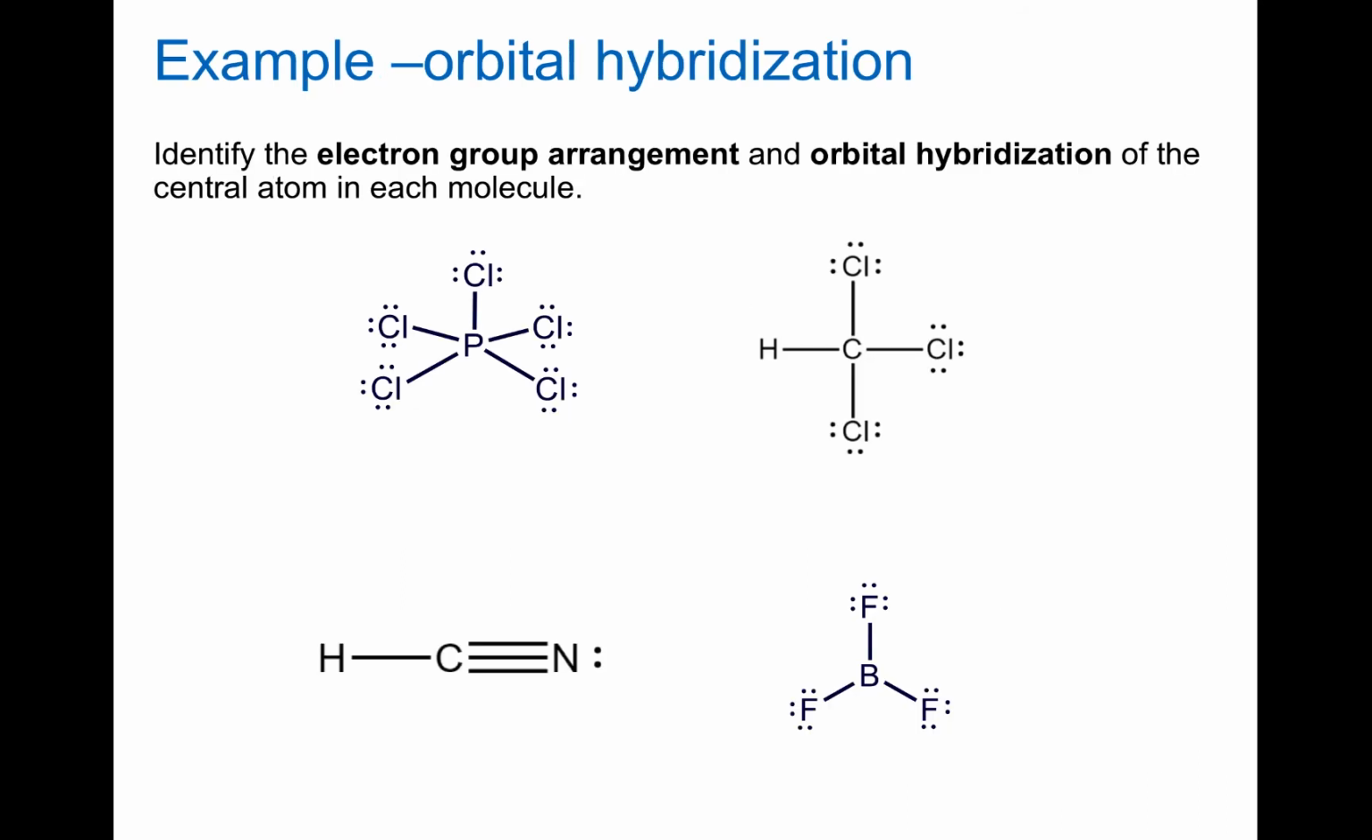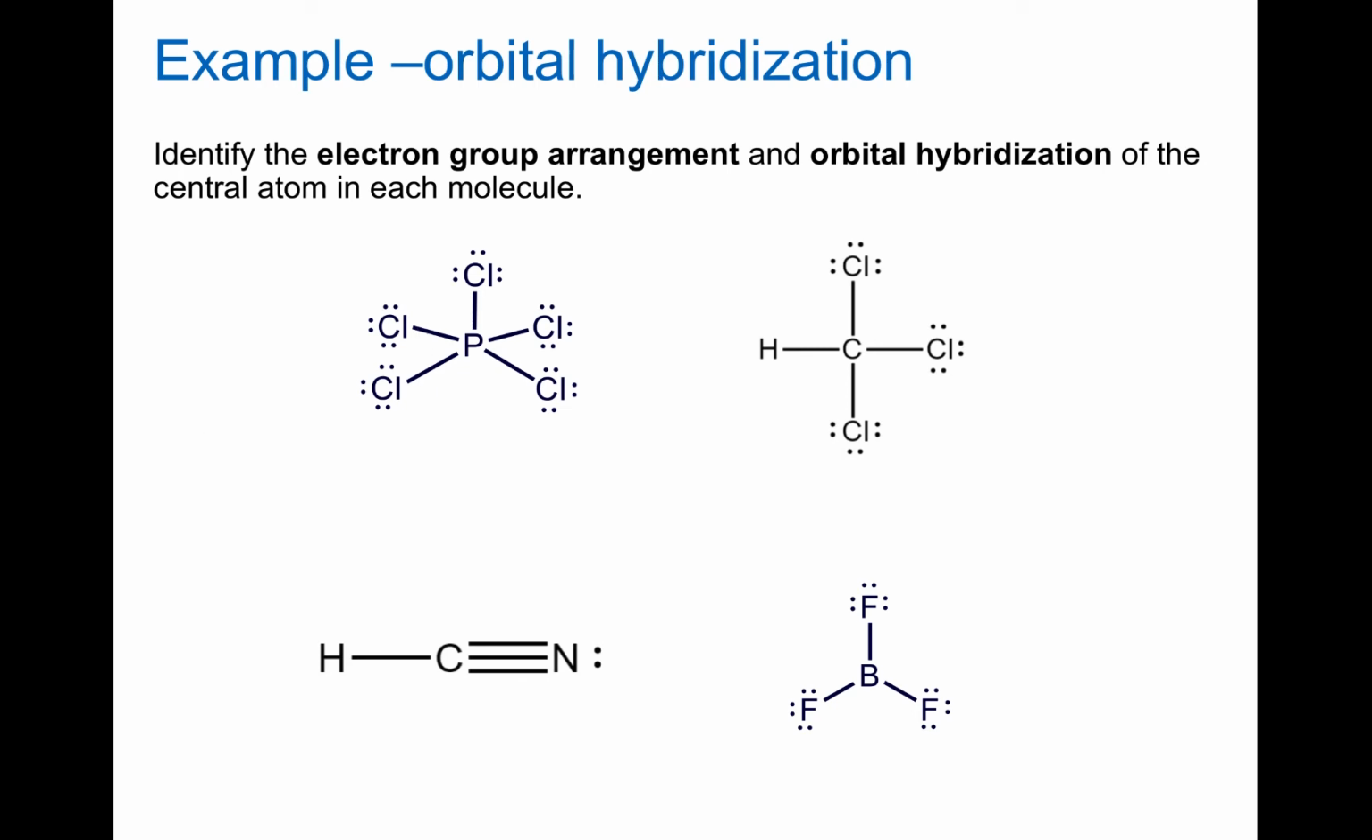I have some molecules drawn here, and what I want you to do is first identify the electron group arrangement and then the type of hybrid orbitals that you're going to find, or the orbital hybridization you would expect. Remember, we talked about the orbital hybridization is directly related to the electron group arrangement, so that's why I'm having you identify that first. In the molecule PCl5, we have 1, 2, 3, 4, 5 groups of electrons.